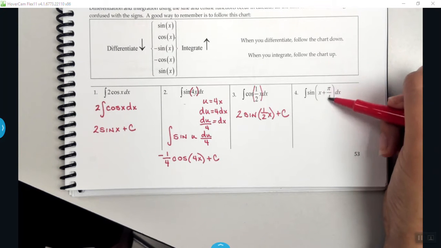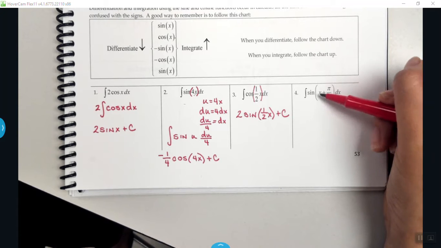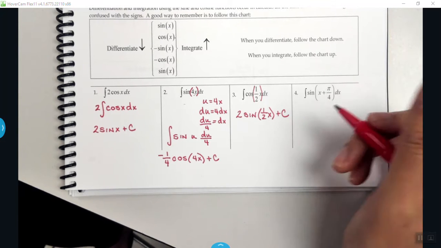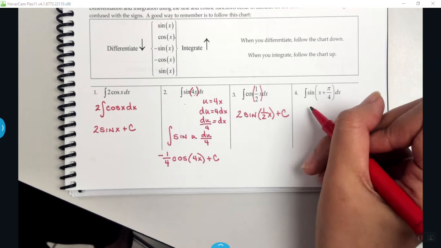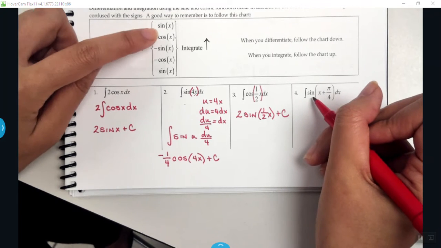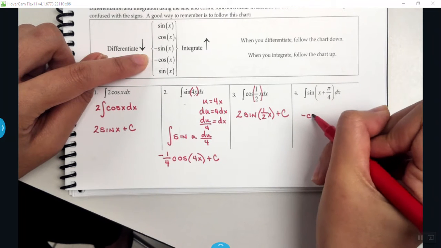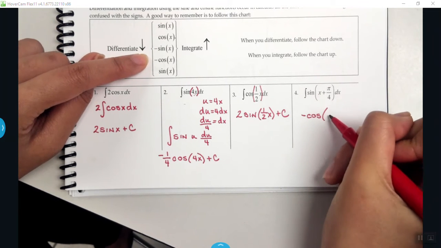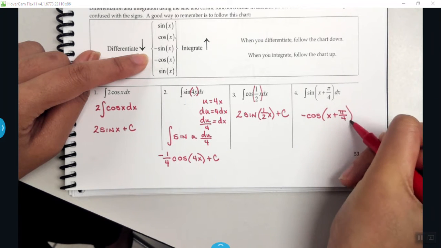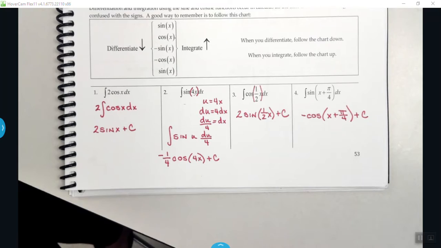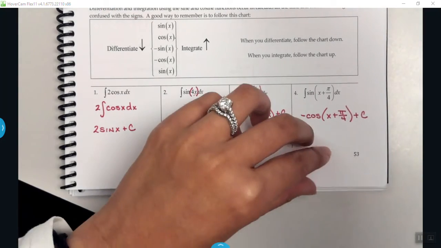Okay, 4. This is a linear function in here, right? So what's the derivative of x plus pi over 4? 1. Just 1. So we're really pulling out, we're dividing by 1 on the outside, but dividing by 1 doesn't do anything. So when we integrate sine, we get negative cosine. And then the inside is still x plus pi over 4 plus c. Okay. Do you get the quickness of that? You got to get kind of quick on it.